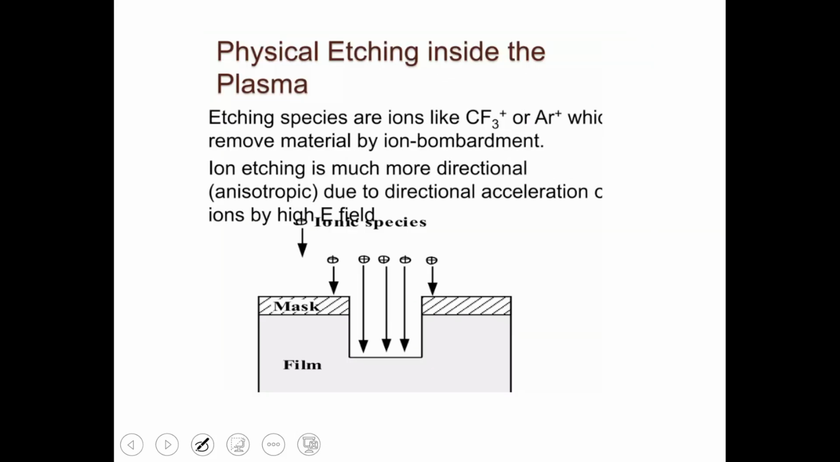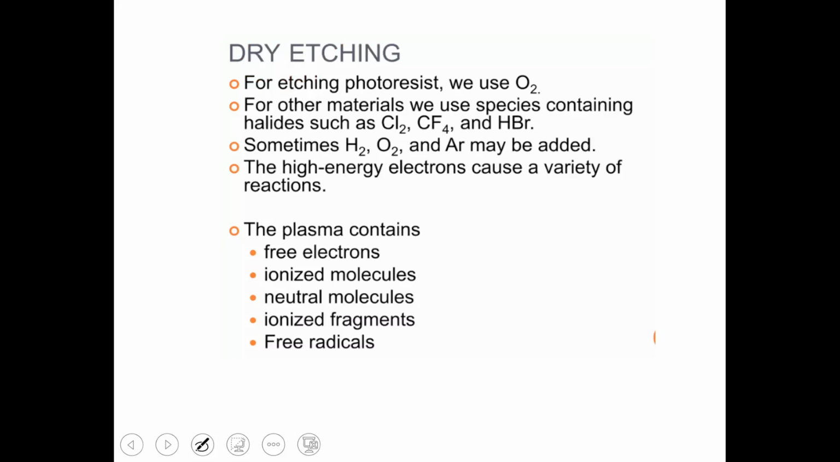So dry etching: for etching photoresist we use oxygen. For other materials we use species containing halides such as Cl2, CF4 and HBr. Sometimes H2O2 and argon may be added. The high energy electrons cause a variety of reactions. So what is contained in the plasma? Free electrons, ionized molecules, neutral molecules, ionized fragments, and free radicals.